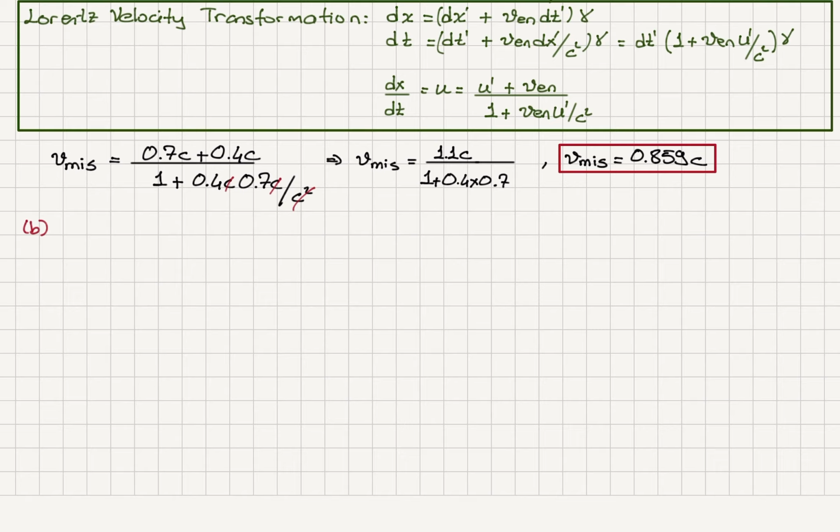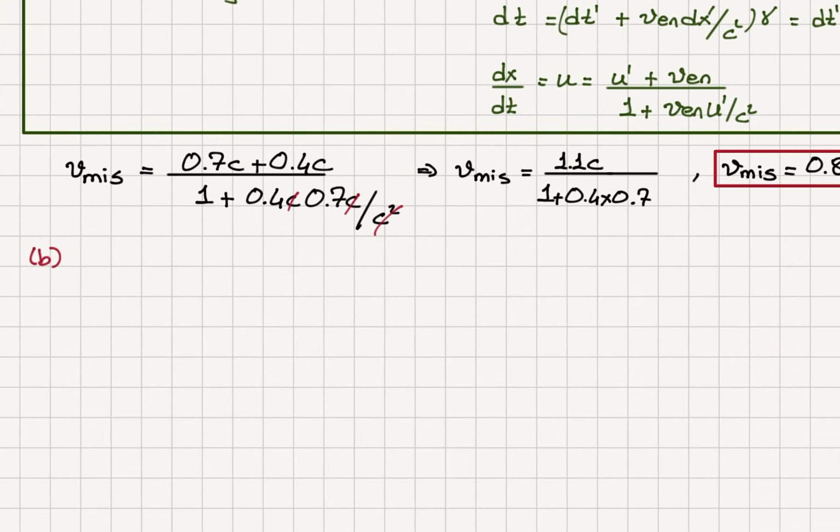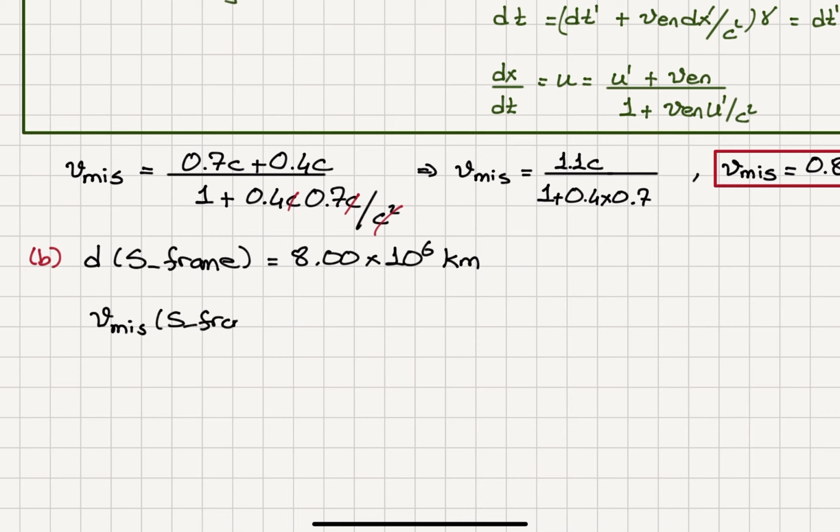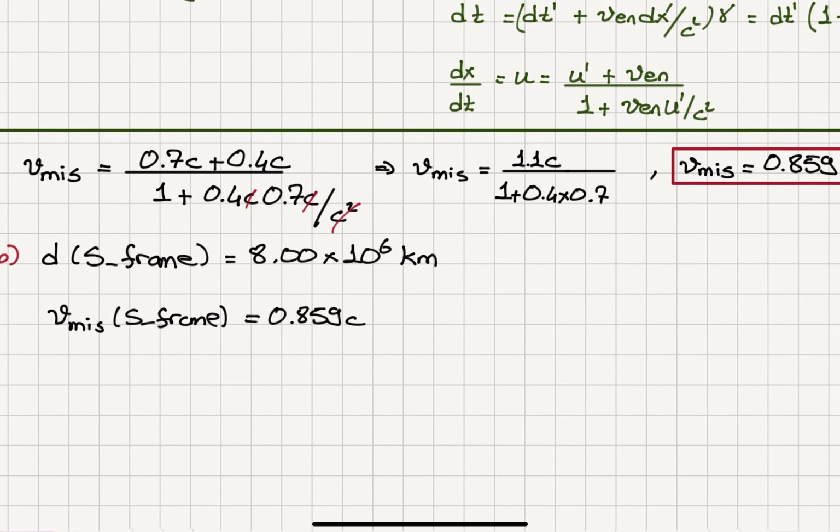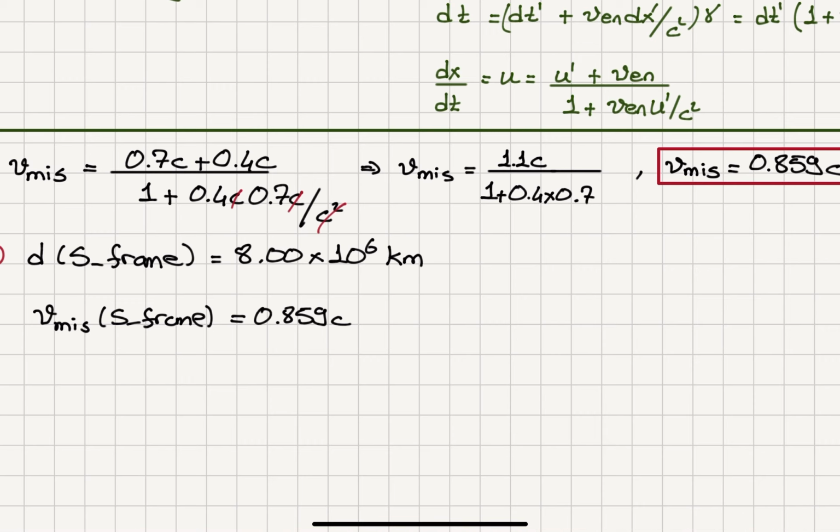Okay, so the distance between these two reference frames, as measured in the S reference frame, the starfighter reference frame, was 8.00 times 10 to 6 kilometers. The speed of the missile as measured in the S reference frame, we just calculated, 0.859 c. So what's the relationship between the speed and the distance?